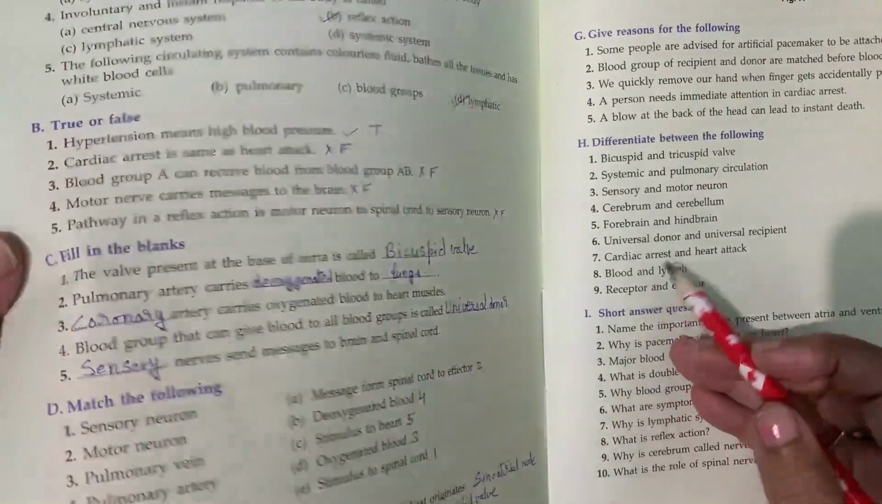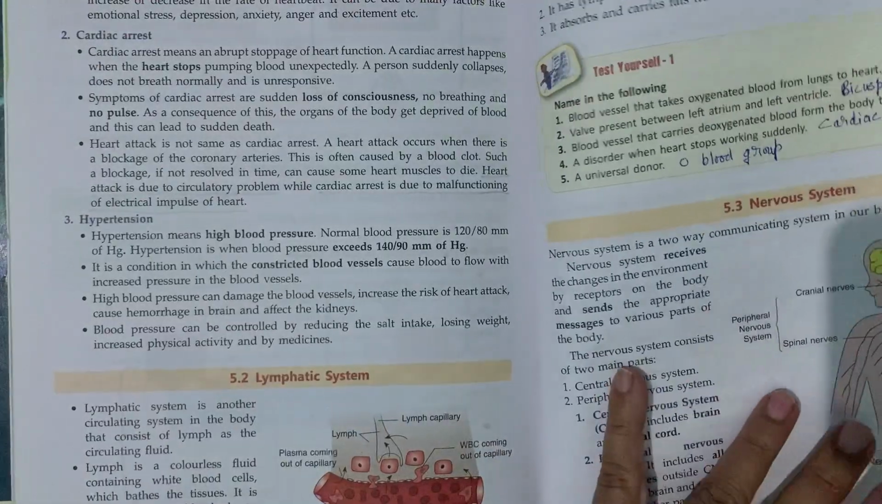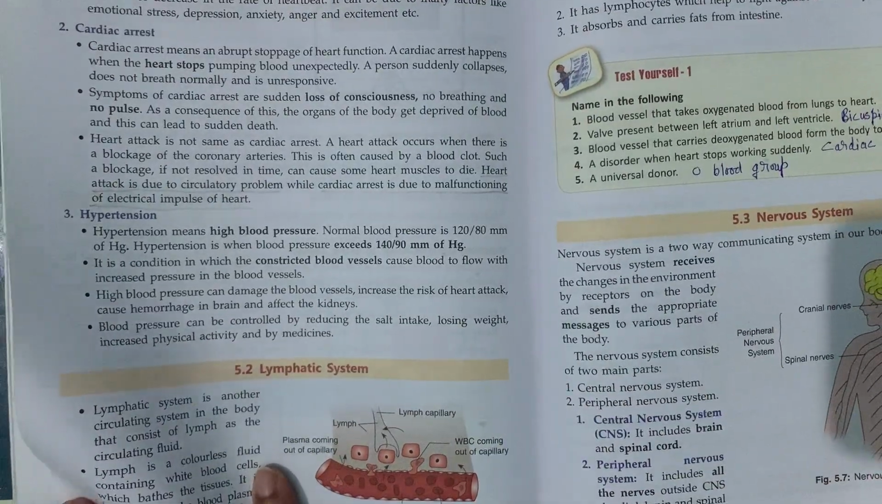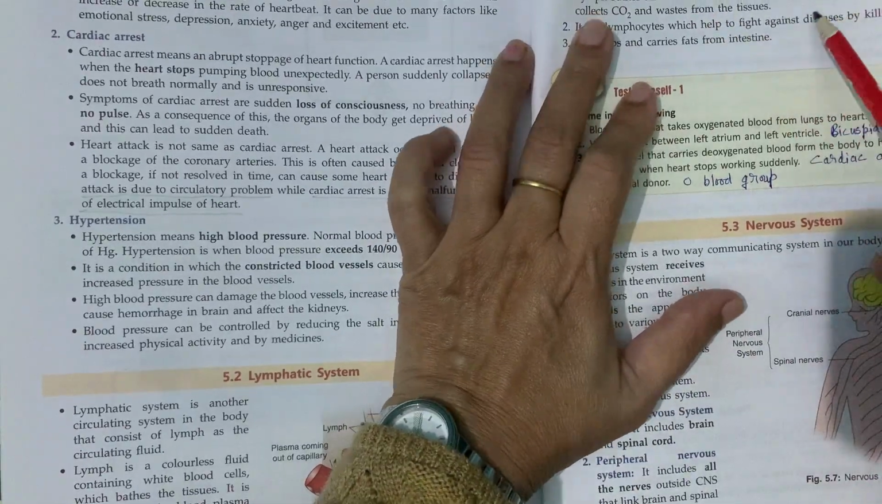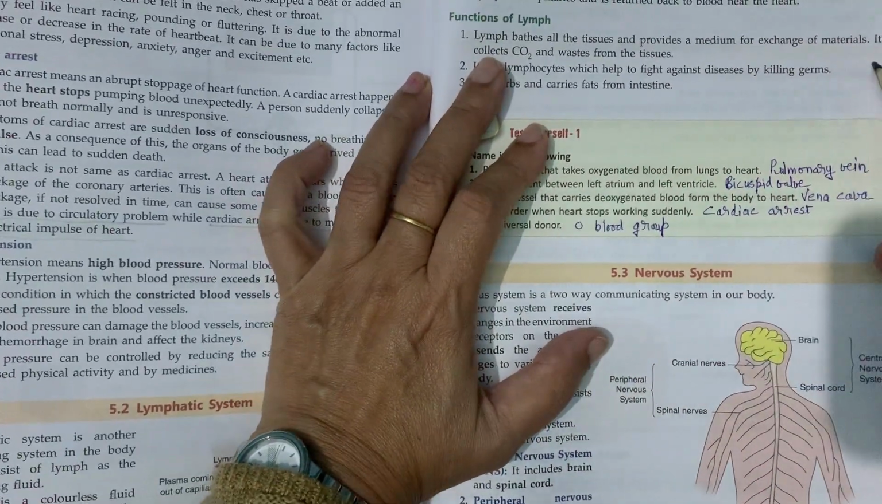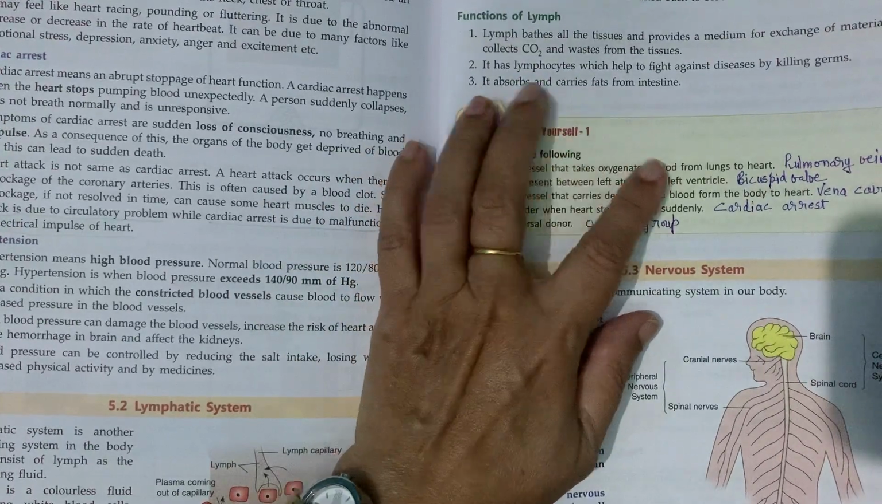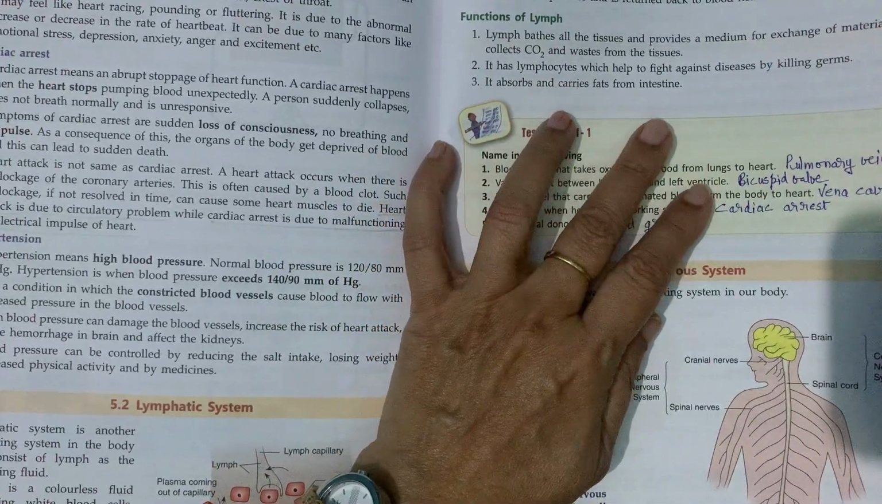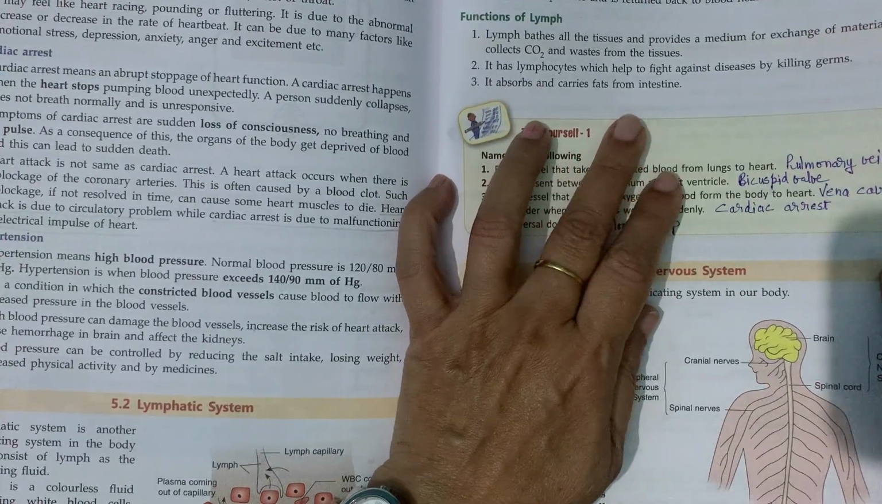Blood and lymph, as you know already, are parts of the circulation. Lymph provides a medium for the exchange of materials between all the tissues. It collects carbon dioxide from the tissues. It has lymphocytes which help to fight against disease by killing germs. It absorbs and carries fats from the intestine.